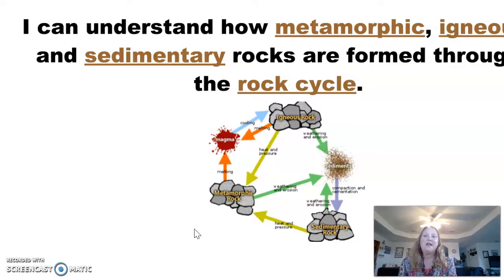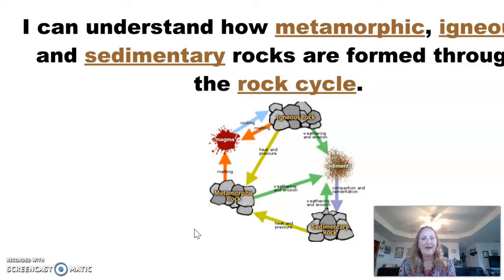Your learning target is that I can understand how metamorphic, igneous, and sedimentary rocks are formed through the rock cycle. Let's take that apart. I can understand how, go ahead and say that, metamorphic, igneous, and sedimentary rocks are formed through the rock cycle. Let's repeat after me one more time.